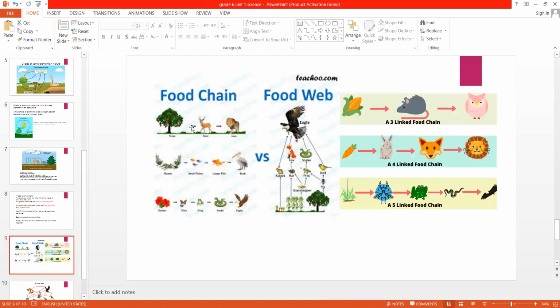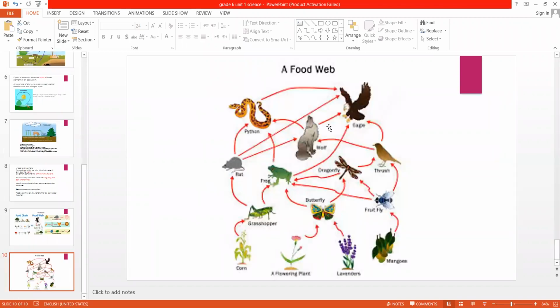Take a look here. This is a food chain. Food chains, 3 food chains. Look at this, the apple, the deer, the lion, many food chains. And the food webs, it's connected together. It's connected with each other. Look at the food chains: corn, mouse, owl, carrot, rabbit, and fox and lion. Many food chains here. Look at this. It's a food web. Food chains that are connected together.